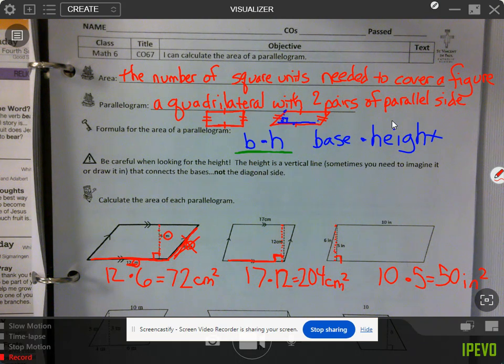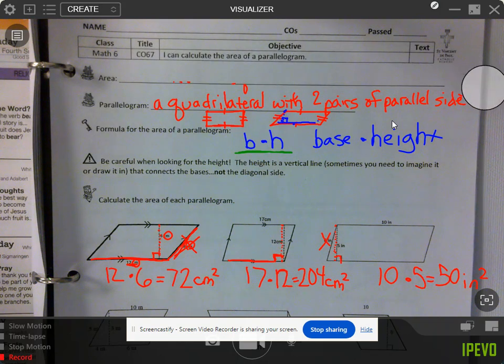What do we do with the 6 inches? That diagonal side, what do we do with that, Layla? Cross it off. That's extra information. Don't be confused by it. We don't need that side to find the area. Any questions on how to find the area of a parallelogram?